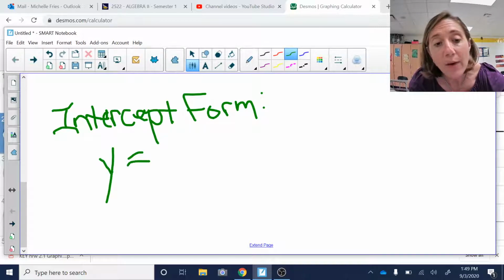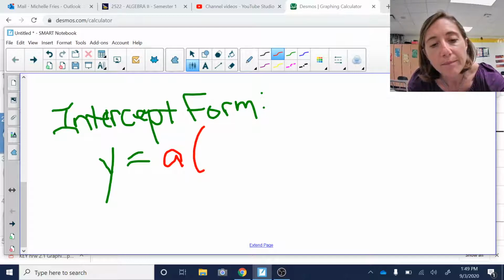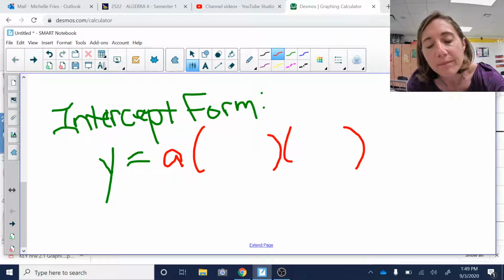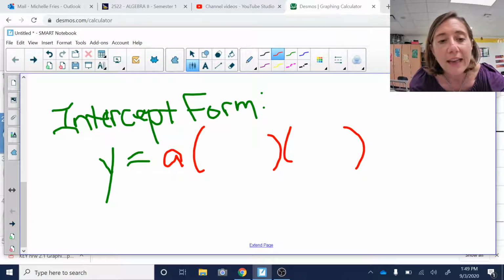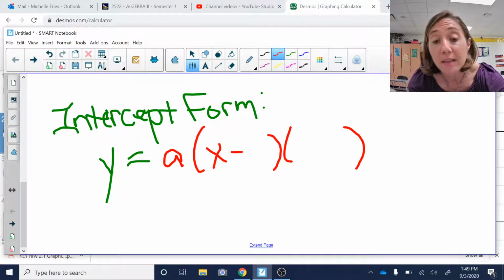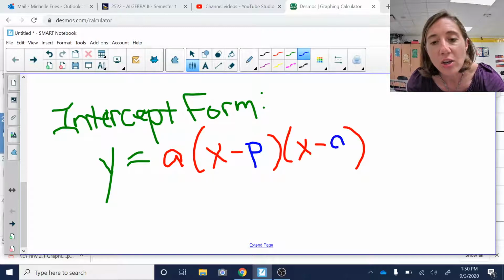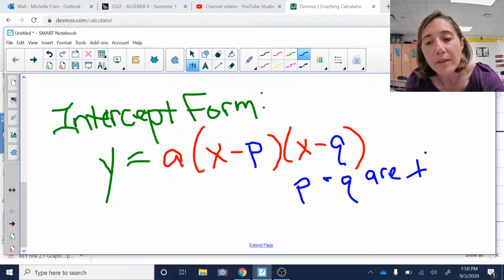Y equals. Now, I want you to leave a space. Well, actually, I'll go ahead and fill in the space. I'm going to put an A right here, but I'm not going to talk to you about it just quite yet. We'll talk about that in a little bit. So in intercept form, it's going to look like factored form, okay? So think factors, and it's going to be x minus something and x minus something, so that we can talk about it. The letters that mathematicians decide to use there are P and Q. And so P and Q, if it's in this form, P and Q are the intercepts.